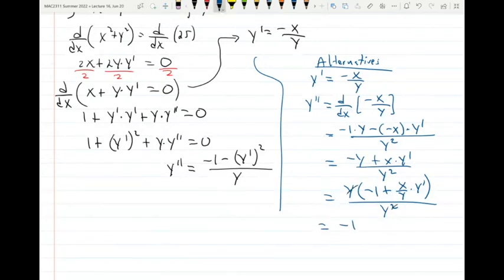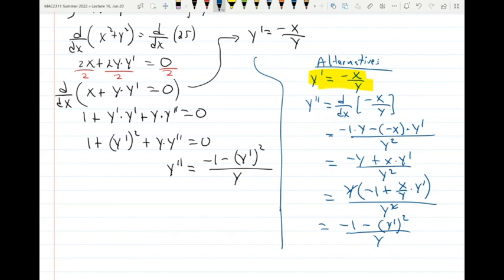And then negative 1. Now here is the trick. What's x over y? Well, notice that y prime equals negative x over y. Yes? Look at the top, right here. So that means x over y equals negative y prime. I'm going to put that in here. So negative y prime times y prime. That becomes, so I don't have to write too much, y prime squared, right? And then over y. So you can see that these two expressions are the same.